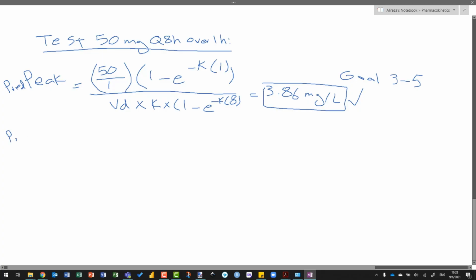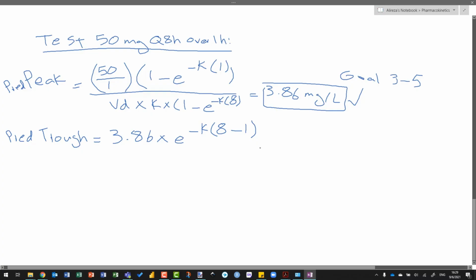So for efficacy, now we want to make sure we calculate the predicted trough to make sure the body is able to clear for safety. So basically you take this peak, 3.86, times e to the negative k times your tau minus time of infusion. So basically this peak is at the end of infusion. So infusion was 1 hour, and then from the end of infusion to the time for the next dose would be 8 minus 1. So 7 hours later is time for the next dose.